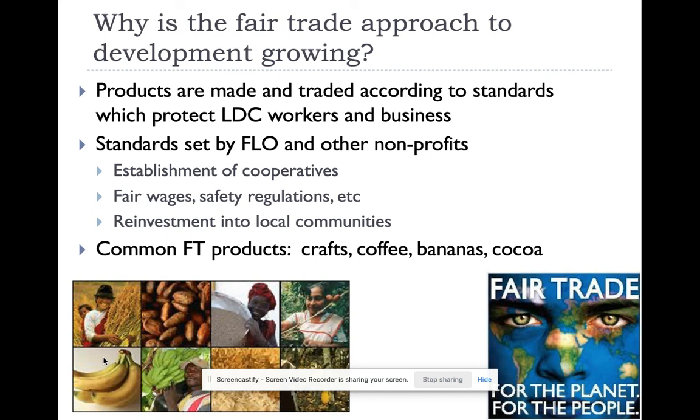Good examples of that are going to be crafts. Coffee, fair trade coffee is pretty standard. If you are buying coffee, most of the coffee that you can buy is fair trade, right? It's almost a prerequisite. Bananas, cocoa is very important too, right? Because chocolate has a dark history when it comes to how people who work on cocoa plantations are treated, right?